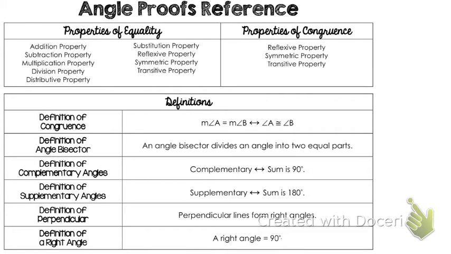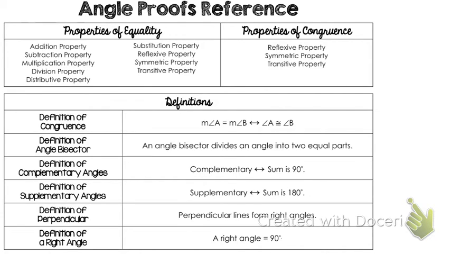Definition of congruence. We've seen this definition for segments, saying that if two segments have the same measure, they're congruent, or vice versa, right? Same thing with angles. If two measures of angles are equal, the angles are congruent. The arrow goes both ways, so it can go the other direction. Basically the same thing, but with angles instead of segments. And we can call it the same thing, definition of congruence. You don't have to say definition of congruent angles or definition of congruent segments. You can just say definition of congruence.